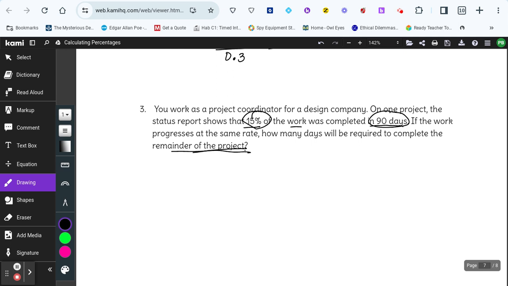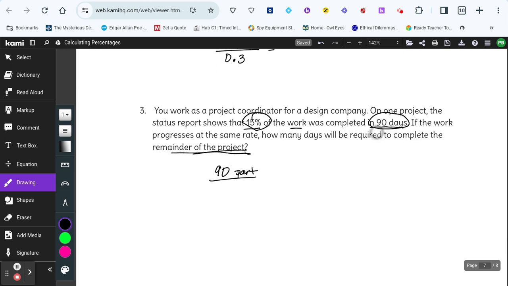So if I don't know that total amount of days, I'm going to work backwards and divide. I'm going to take the days I know, which represents the part. Only 15% of the work was completed in 90 days. So 15% represents those 90 days, okay? So I'm going to divide it by 0.15. So I'm going to do 90 divided by 0.15. And we get, it will take 600 days to finish that project.